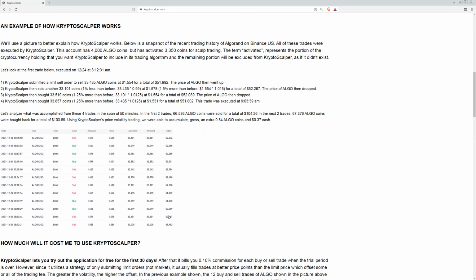At the same time, if we look here at the dollar amounts of these trades, they made an extra 18 cents from the selling and buying. And that's what KryptoScalper does. With every back and forth selling and buying, you will collect extra coins and you will collect extra cash.